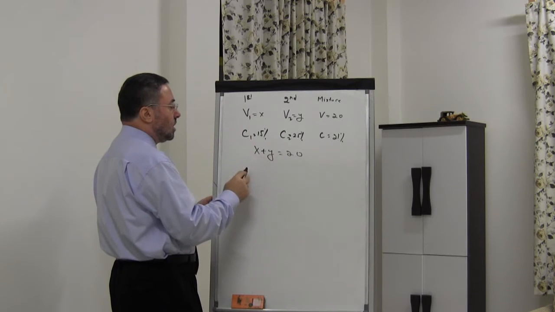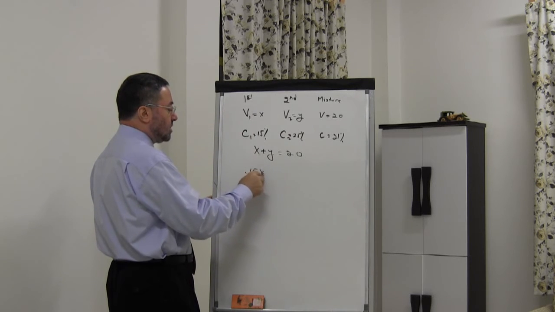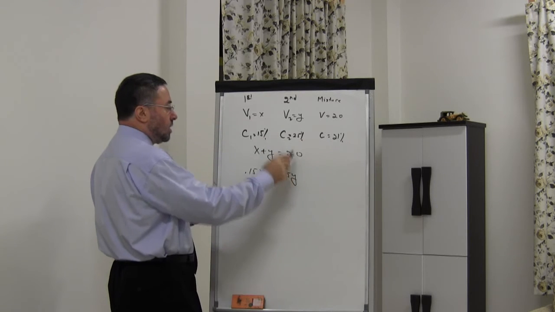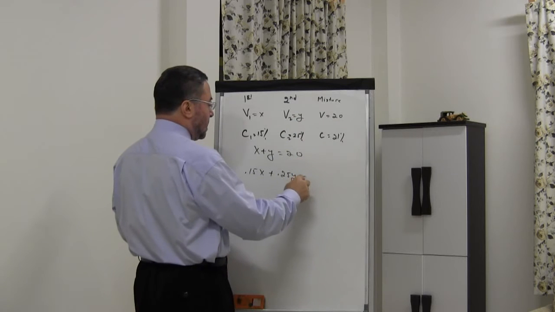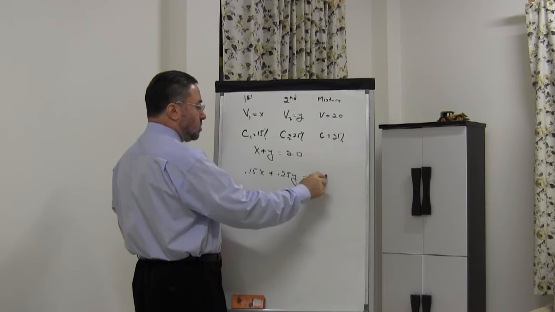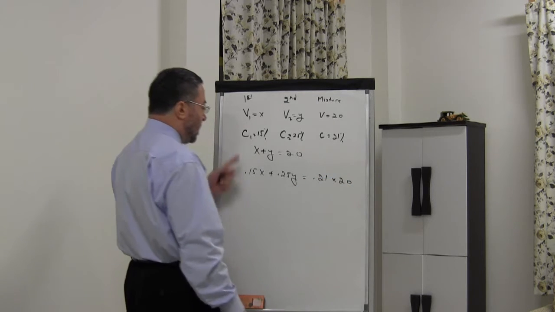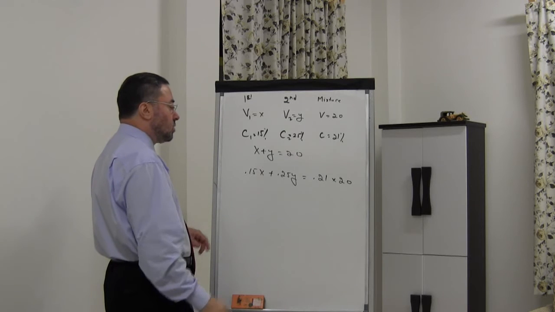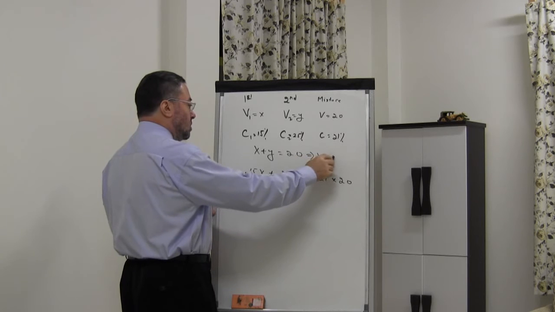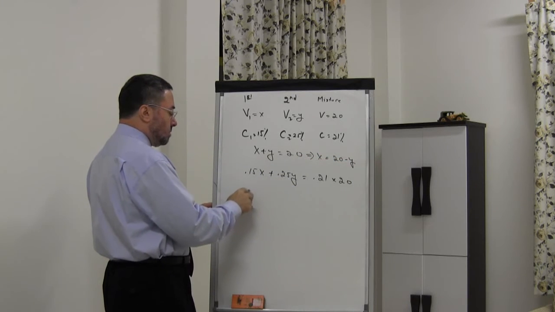So let's see how much acid we are going to get from this, and that's 0.15x. And from this we get 0.25y. And this adds up to all the acid in the mixture. And all the acid in the mixture is 0.21 times 20. And now we have our two equations. From this we get x equals 20 minus y. We can substitute here.